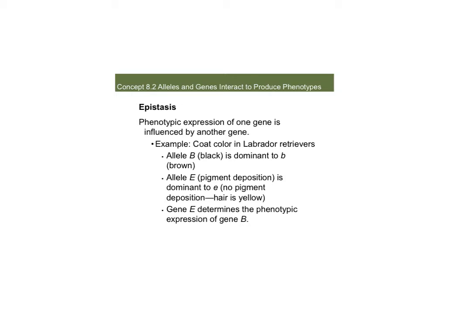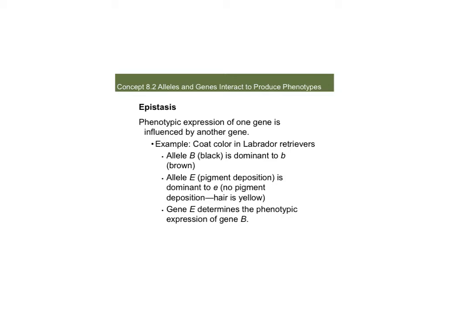Black is dominant to brown. But there's another gene somewhere else we'll call gene E. Okay, this one has an allele that's dominant to lowercase e. The dominant allele E is for pigment deposition, meaning that there will be pigment made. Okay, but the lowercase allele, the recessive allele, means that no pigment is going to be made.